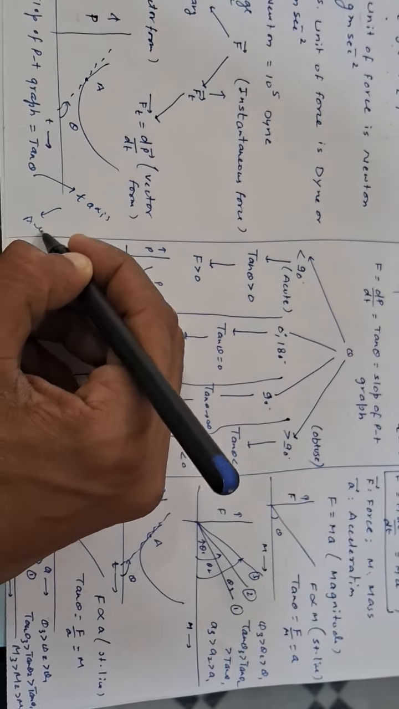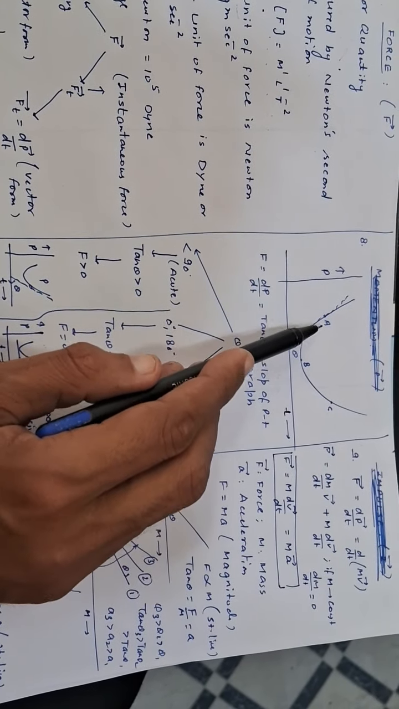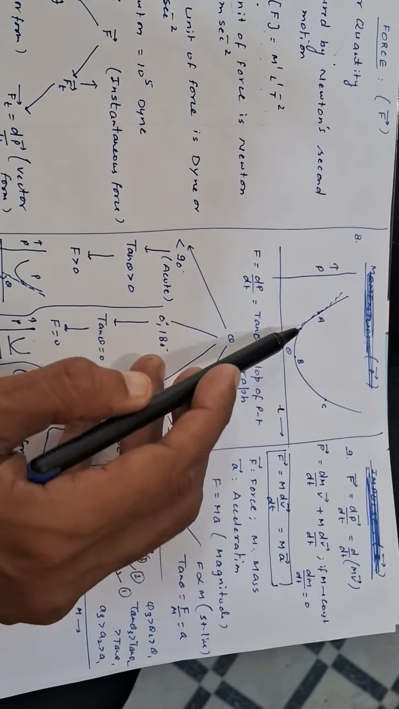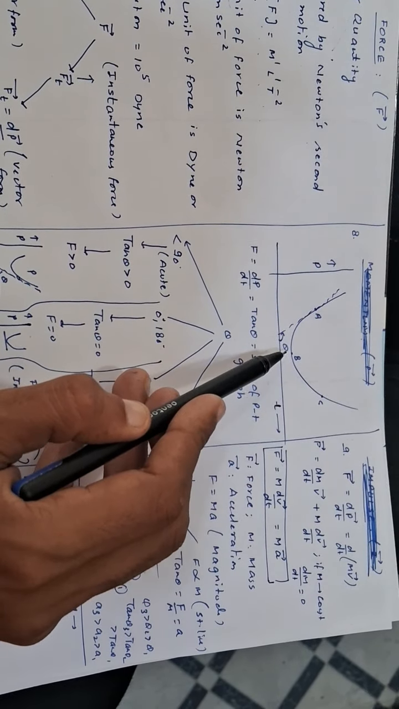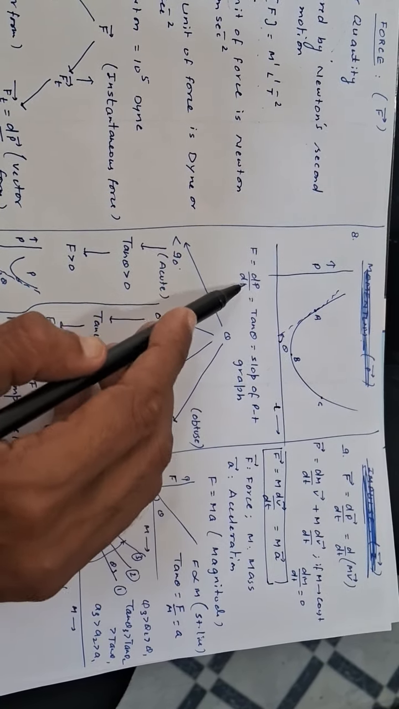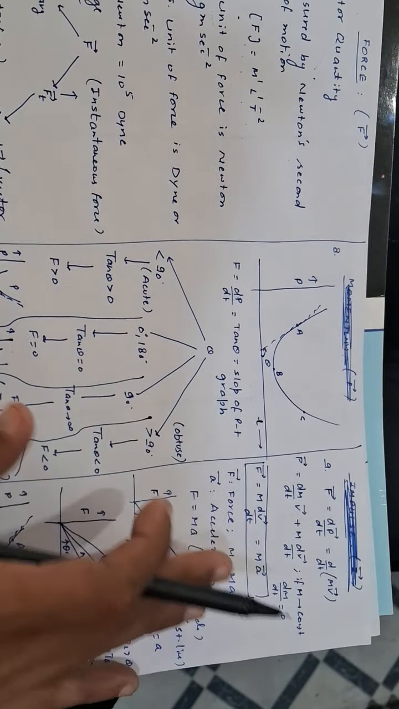Now let's see this slope thing in proper manner. Suppose I draw a graph between momentum and time here, and it's a curve like this. There are 3 points A, B and C. So suppose I draw tangent at the point A and it makes an angle theta with the t-axis, then force is equal to dp by dt, which is tan theta, which is slope of the p-t graph.